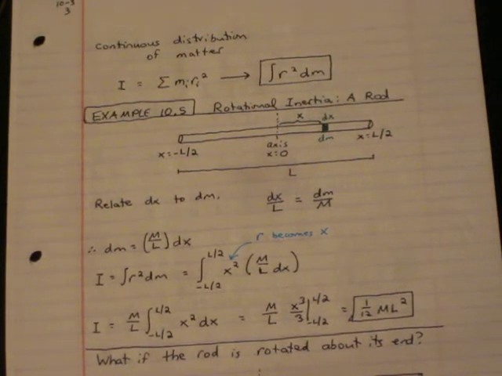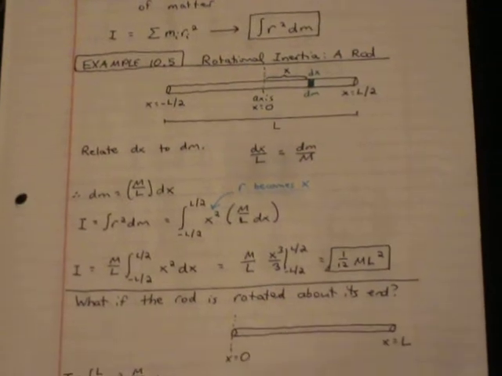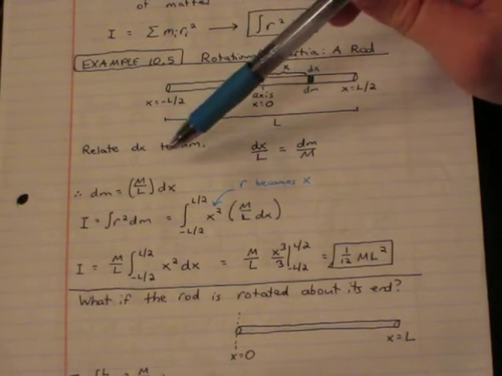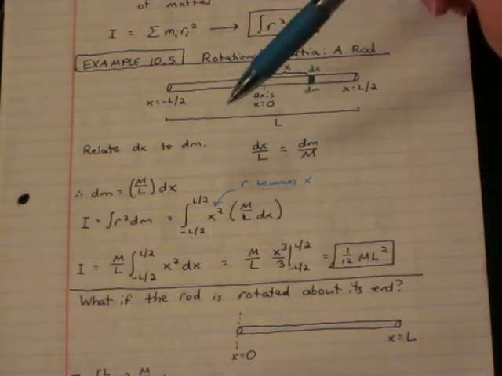And just as we did a few chapters ago when we were integrating to find the center of mass, we don't want to integrate with respect to dm. We want to integrate with respect to something spatial. So we're going to relate dx to dm and get rid of that dm in the integral. So here's what we'll do.